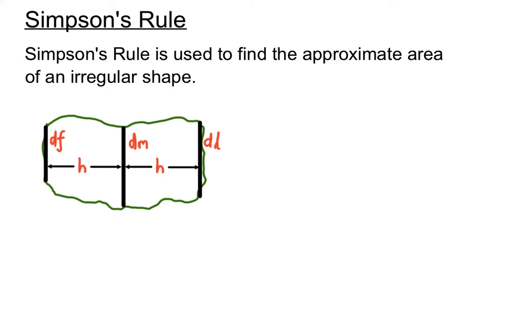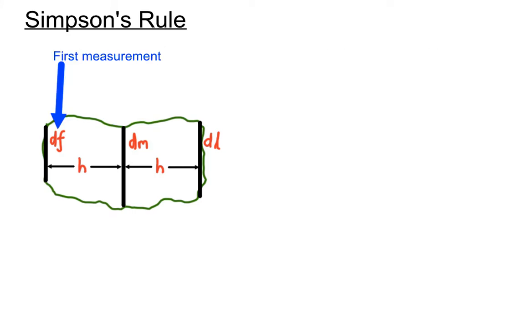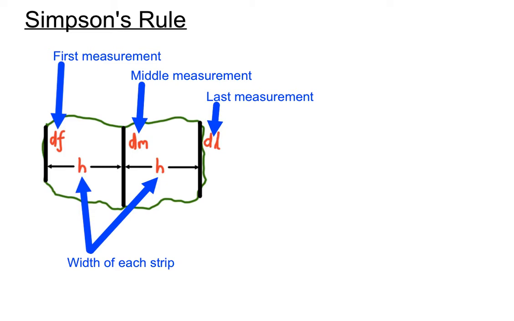So they're the sorts of items we'll need for substituting into our Simpson's rule. So that's the first measurement, the middle measurement, and the last measurement, and that's the width of each strip that we've taken measurements of. We've got measurements for two of the strips that are chopping this irregular shape up.